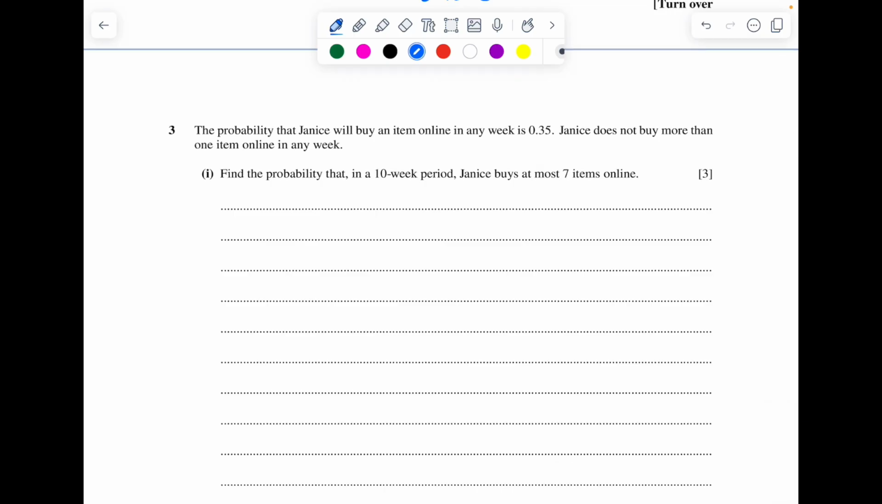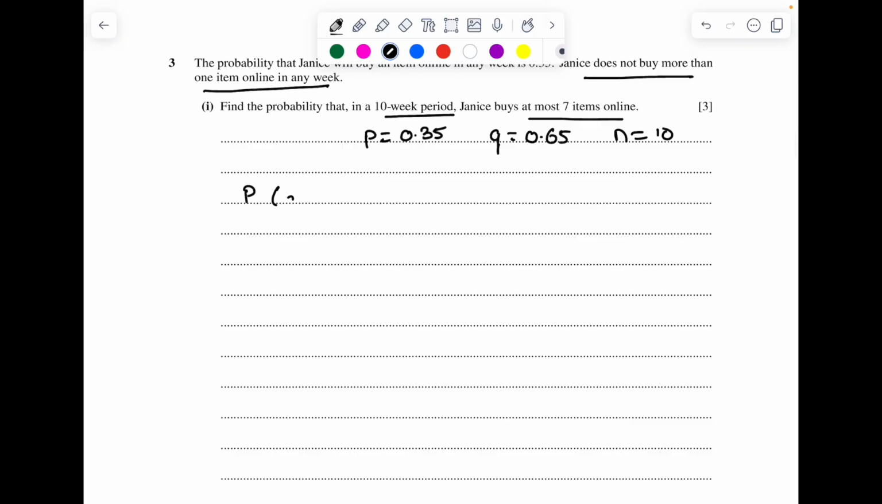Now coming to question number 3. The probability that Janice will buy an item online in any week is 0.35. So the probability of success is 0.35. The probability of failure will be 0.65. And Janice does not buy more than one item online in any week. Find the probability that in a 10-week period, n equals 10, she buys at most 7. So a maximum of 7.